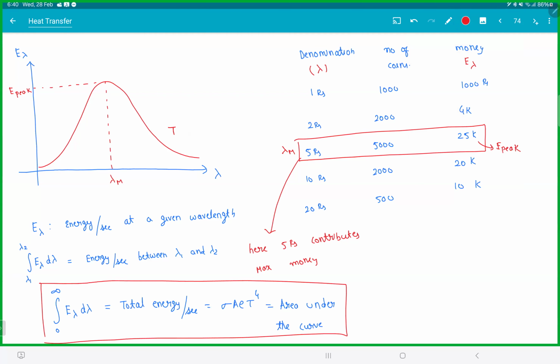In our example, if you take this entire money here, the total money is similar to sigma A E T power 4. Does it make sense? If you add the energy due to all the photons, what do you get? You get total energy emitted per second. So if you add all this money, you get sigma A T power 4. Are you guys able to understand the analogy here? So this is the story.